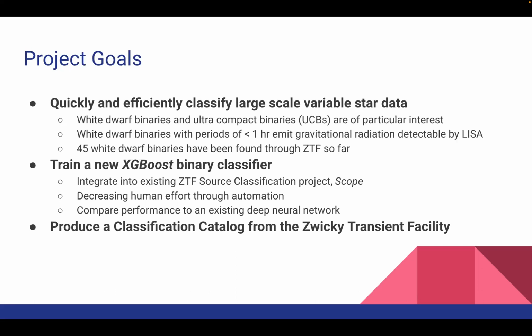Some quick things to note, and I touched on this in the taxonomy slide, is that white dwarf ultra compact binaries are interesting because white dwarf binaries that have periods of less than 1 hour emit gravitational radiation that can be detectable by LISA. And as I mentioned, 45 white dwarf binaries have been found through ZTF so far.